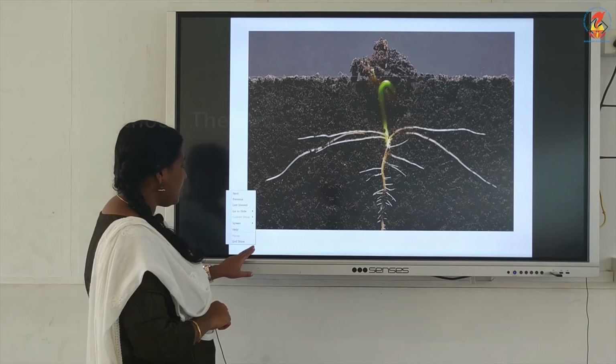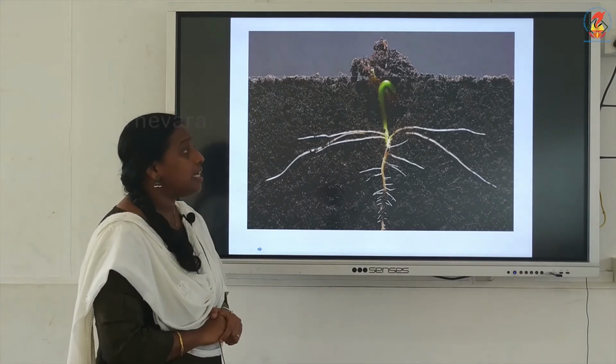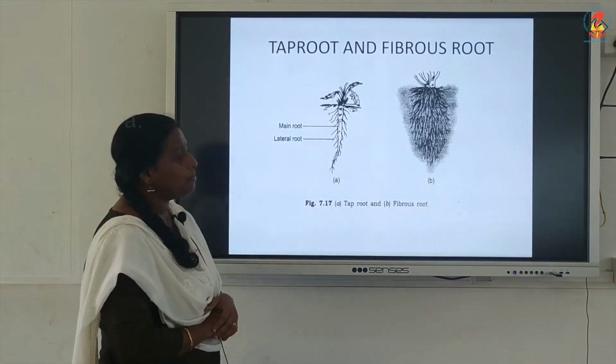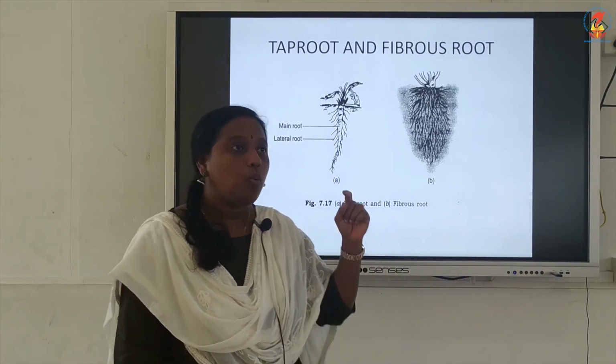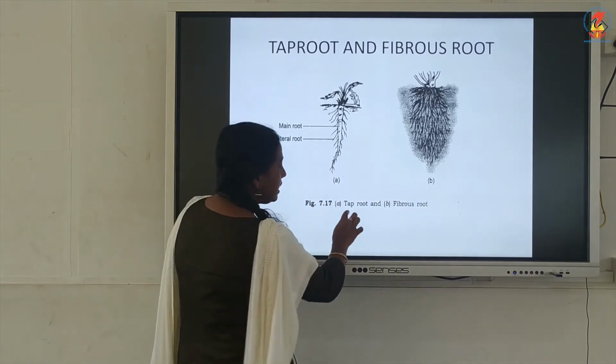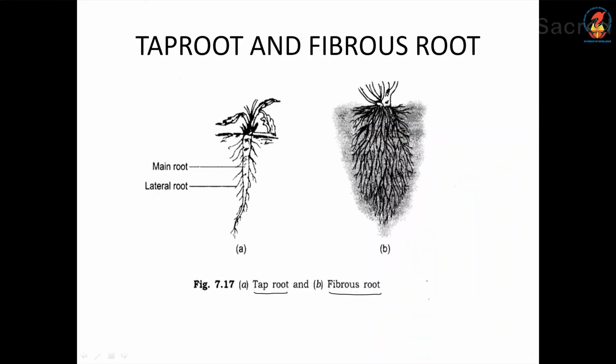Now we are going to see about the different types of root which are present in plants. There are two major types of roots. Number one is taproot. See, this is taproot. Number two is fibrous root. Now we will see what is a taproot and what is a fibrous root.